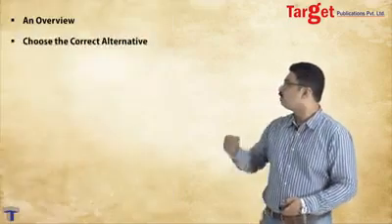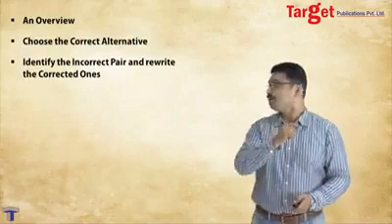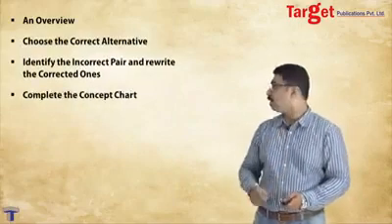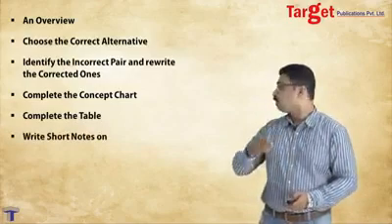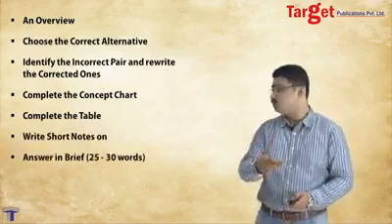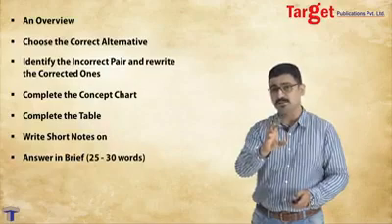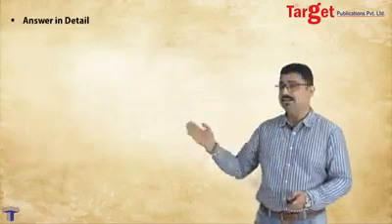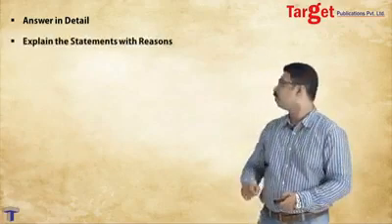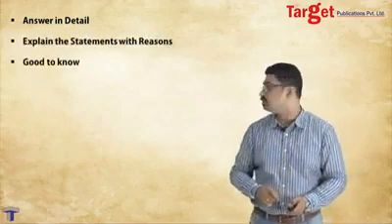They include: choose the correct alternative, identify the incorrect pair and write the corrected ones, complete the concept chart, complete the table, write short notes on, answer in brief. These are the short answer type questions to be written in 25 to 30 words. Thereafter, answer in detail the long answer questions. Explain the statements with reasons.